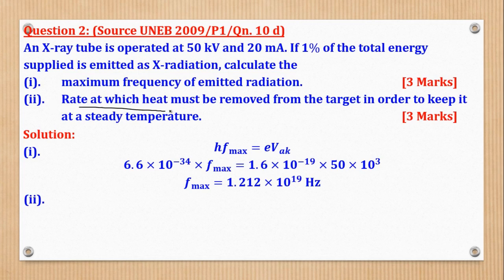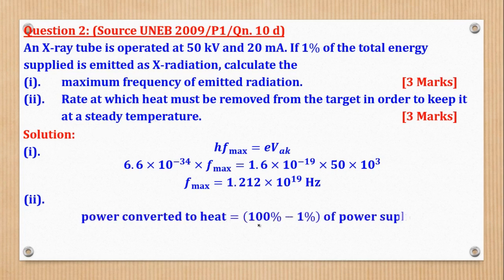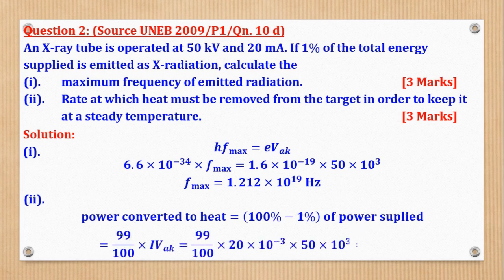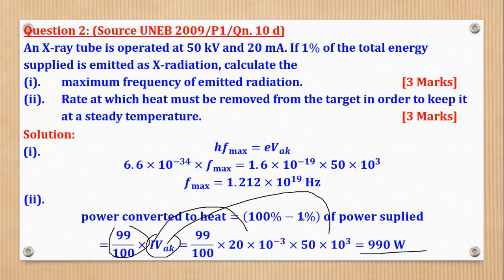Then for (ii), the rate at which heat must be removed from the target in order to keep it at a steady temperature. The power converted into heat is equal to the remainder. 1% was converted into X-rays, so the remainder will be 100 minus 1. That will be the power converted into heat of the total power supplied. Therefore, 99% is 0.99 times IV_AK, which is the total power supplied. Current is known, voltage is known, so use a calculator to come up with 990 watts, and that will be the power they wanted.